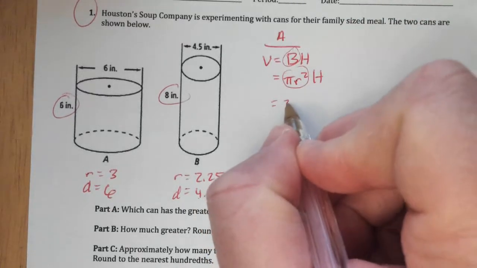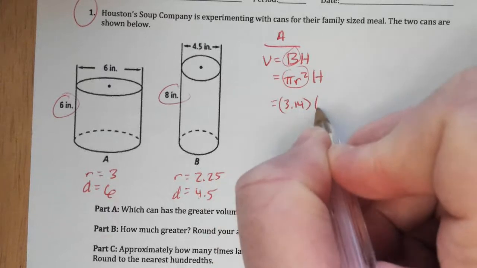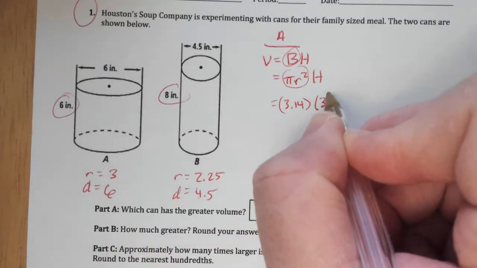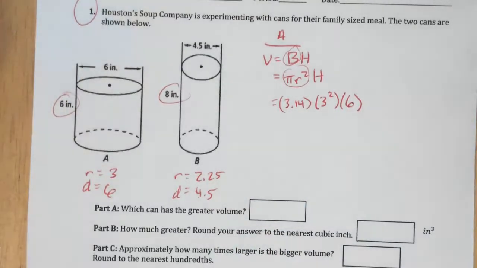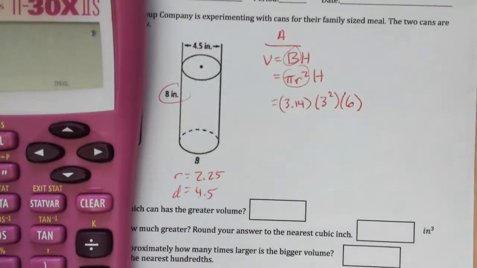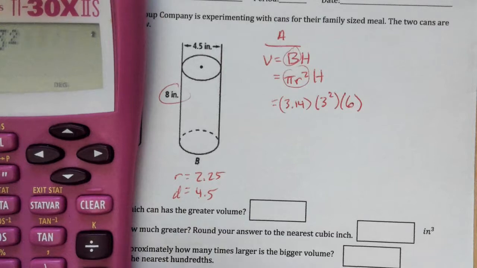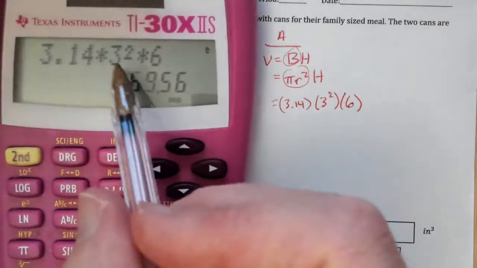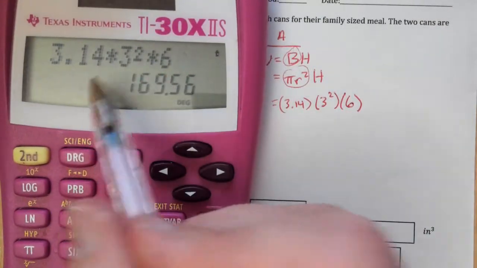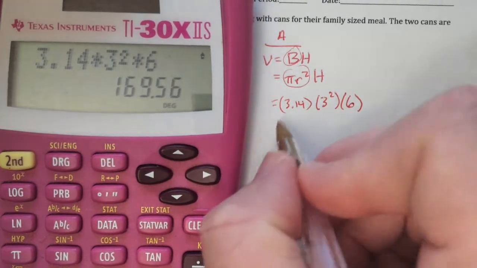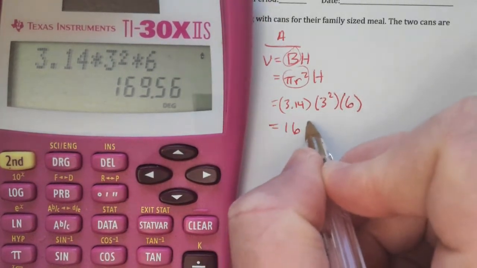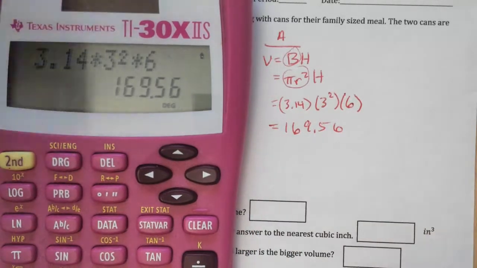All right, so that is 3.14, your r is 3, squared, and your height was 6. All right, so 3.14 times 3 squared times 6. Be careful, you might want to do the square first so you don't actually square the whole thing. It all just depends on your calculator. And we get 169.56. So that's our volume for that one.